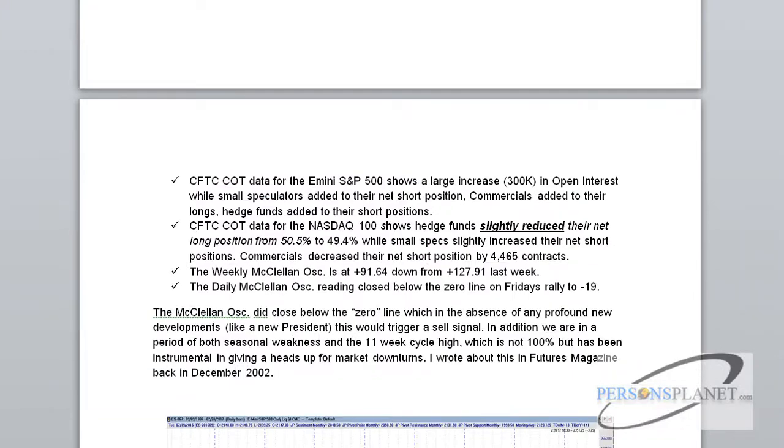As a contrarian indicator, I generally like to point out the Commodity Futures Trading Commission Commitment of Traders data, and what the short or long positions are and who's in control, as far as either the S&P 500, as I've reviewed here, and in addition the NASDAQ 100.